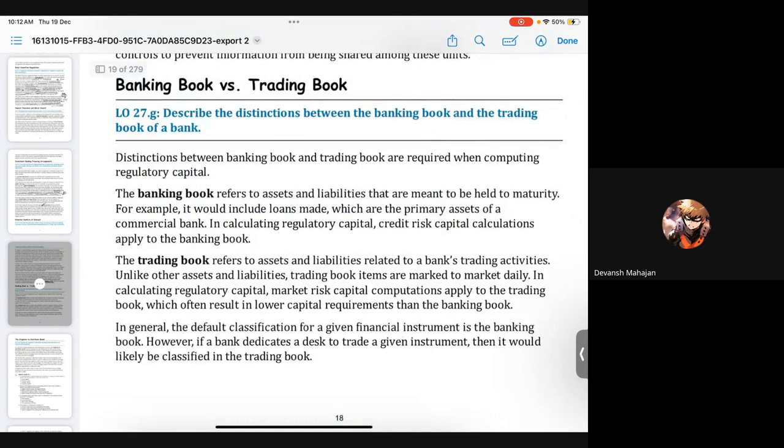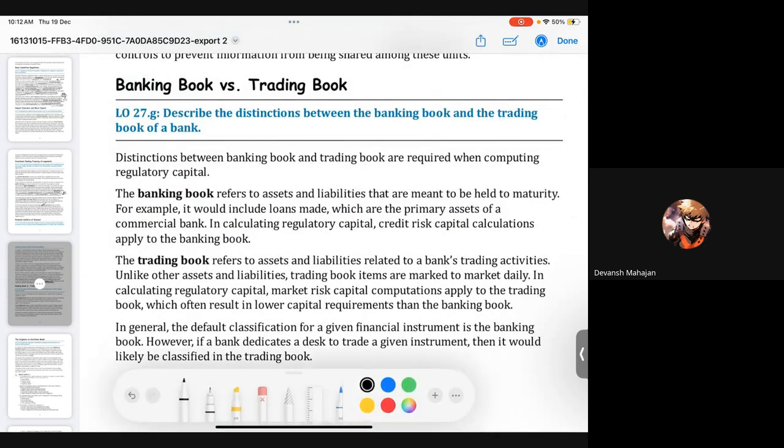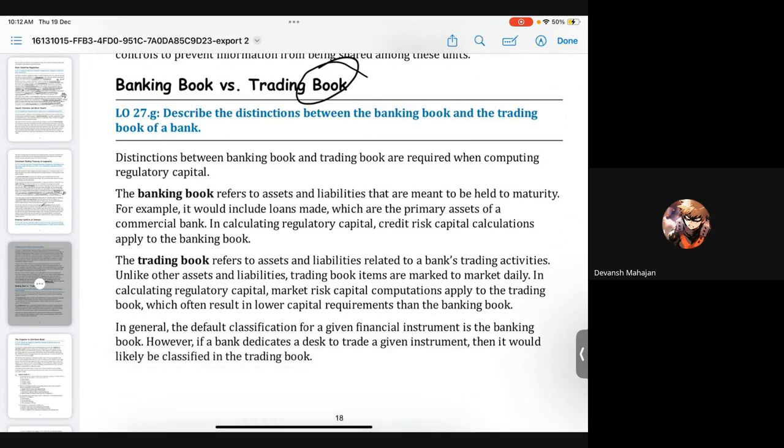Then we have banking book and trading book. When we say book, one meaning is books of accounts. Similarly, another meaning of book is basically the business that you are writing. If I say they have a good book, it means the kind of business that they are writing. They have a big book means they are writing large volumes of business. So what are banking book and trading book?